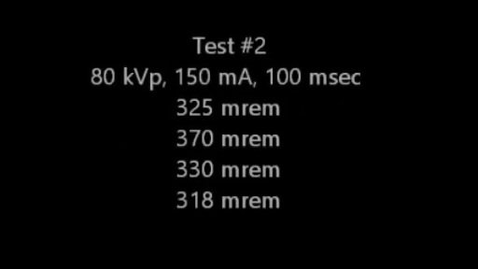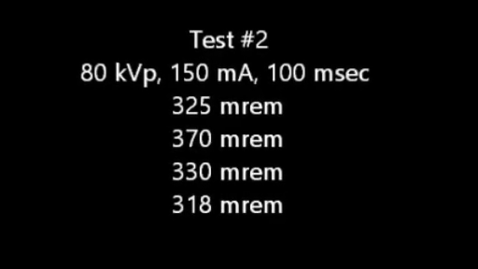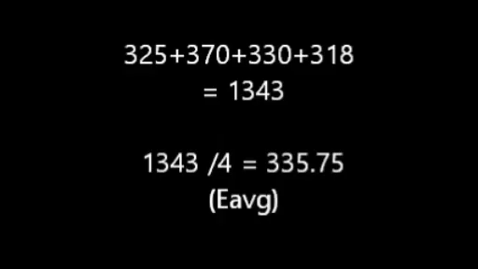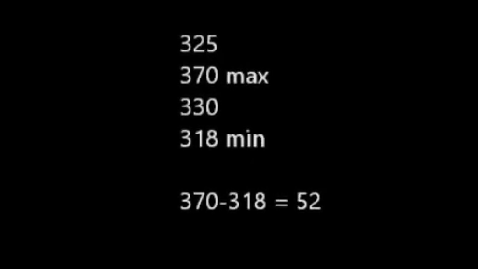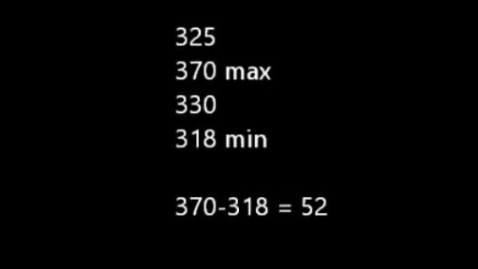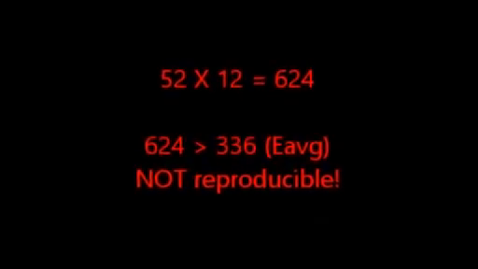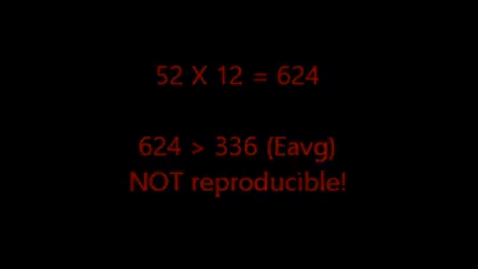The next test series is still at 80 kVp and 100 milliseconds, but now at 150 milliamps on the large focal spot. The mAs is 15. The difference from the maximum to minimum exposure is 370 minus 318, or 52 millirem. 12 times 52 is 624, which exceeds the average exposure of 336.